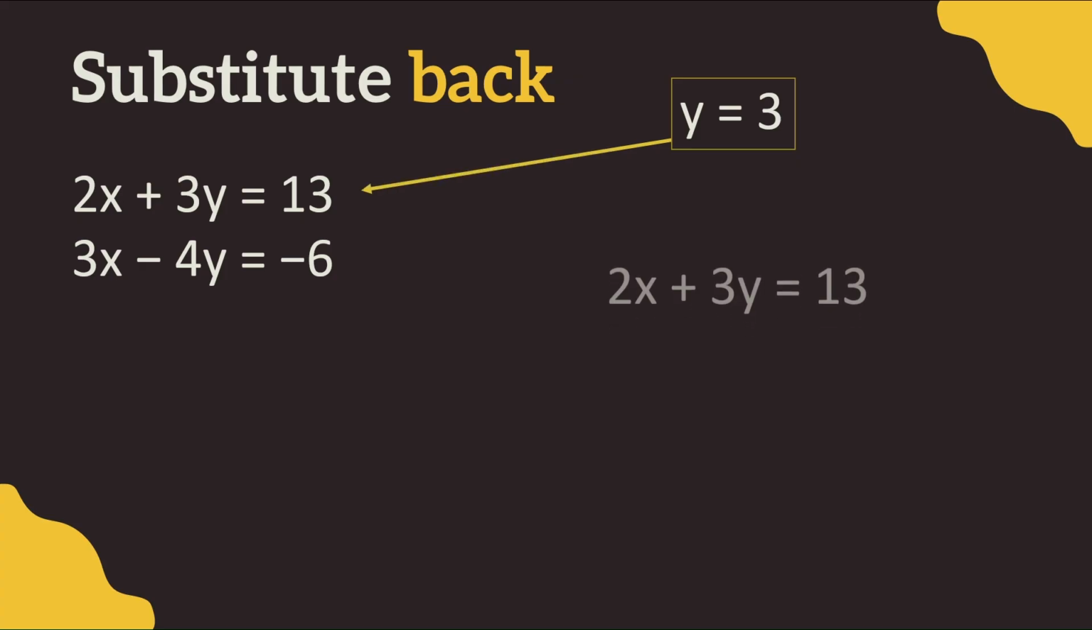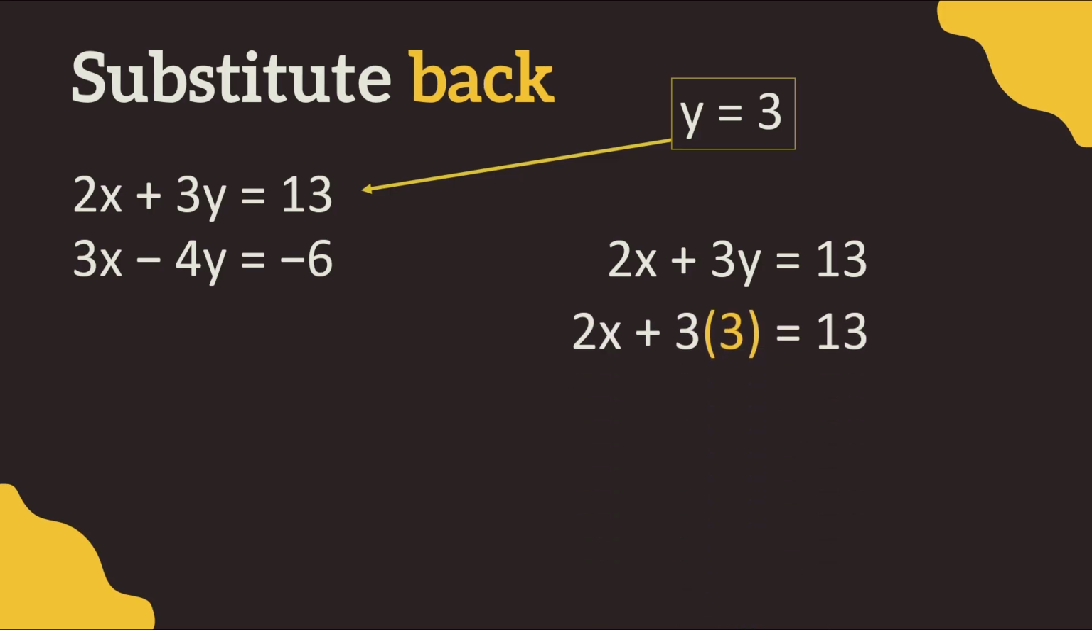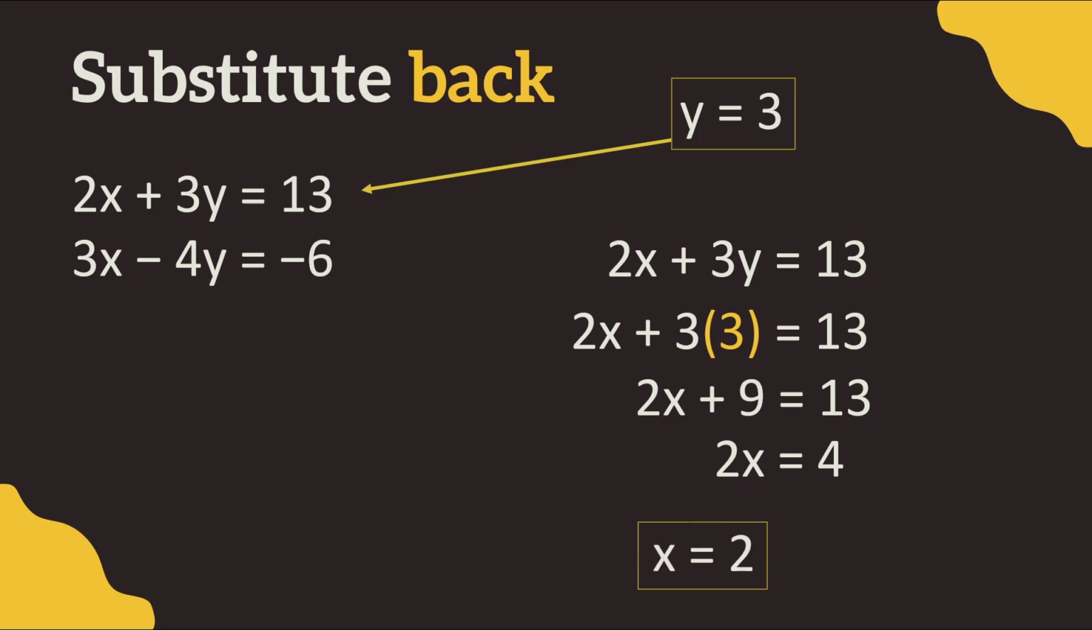2x plus 3y equals 13. Replacing y with 3 gives 2x plus 3 multiplied by 3 equals 13. That's 2x plus 9 equals 13. Subtract 9 from both sides. 2x equals 4. Now divide both sides by 2. This gives us x equals 2. We've now found both variables.